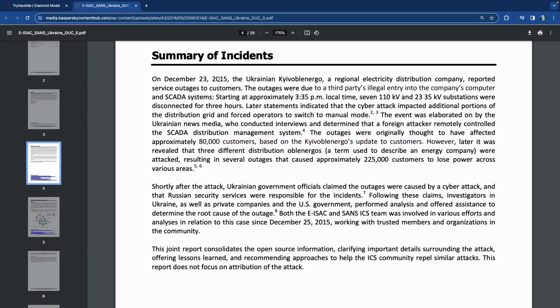So on December 23rd, 2015, the Ukrainian, I'm not going to pronounce that, a regional electricity distribution company reported service outages to customers. The outages were due to a third party's illegal entry into the company's computer and SCADA systems, SCADA being supervisory control and data acquisition. Starting at approximately 3:35 p.m. local time, 7 110 kilovolt and 23 35 kilovolt substations were disconnected for 3 hours.